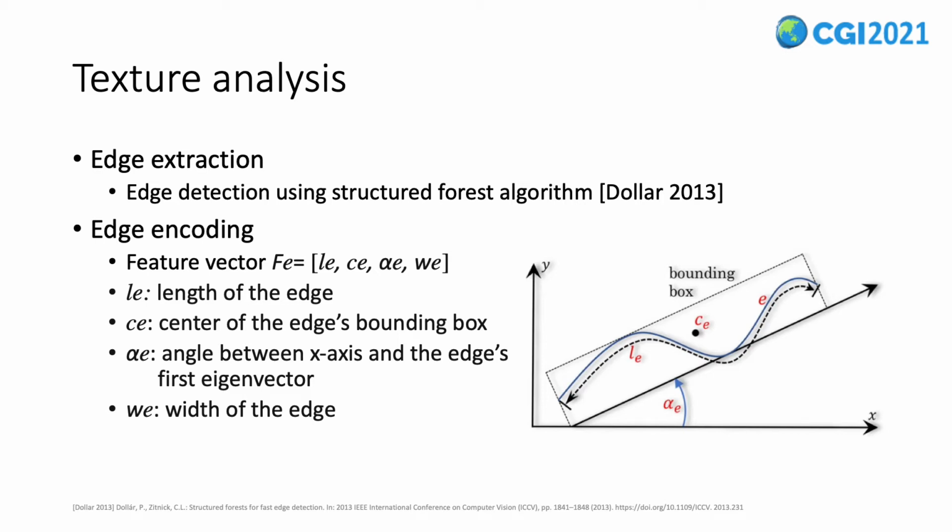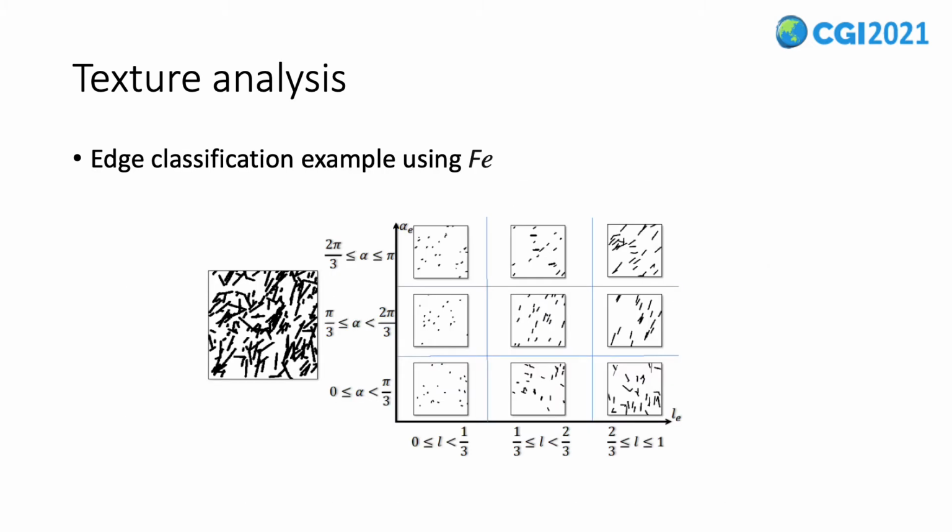Second, we do a principal component analysis (PCA) using the skeleton pixels to find the center of the edge and the first eigenvector. Lastly, we calculate the angle and bounding values of the edge to define the feature vector. Our feature vector has four main properties from the analysis: length, center, angle, and width. That way, we can parameterize edges and classify them into bins in a histogram.